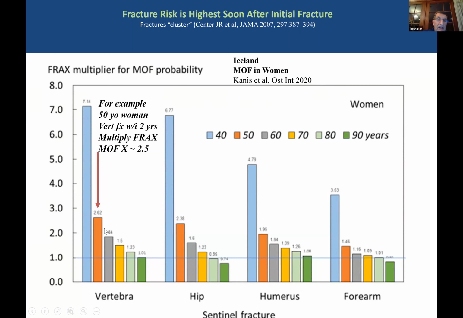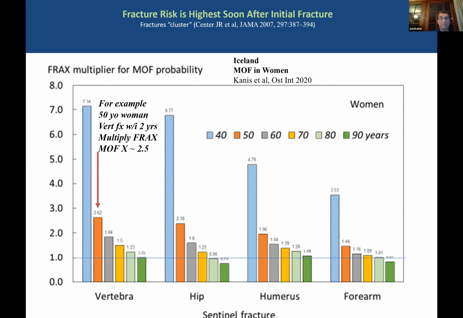So for example, if you take a 50-year-old woman who has a new vertebral fracture and then calculate her FRAX, you need to multiply the major osteoporotic fracture risk by about 2.5 to get a true estimate of the fracture risk. Now, I don't know if this is going to be true in other populations. This is a study from Iceland, but I think most of us who see a lot of osteoporosis patients know that fractures cluster, especially vertebral fractures. And it's important for us to intervene quickly because this is a situation where people can have multiple fractures in a short time.